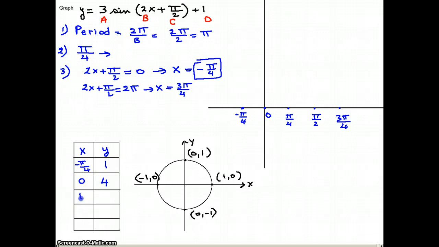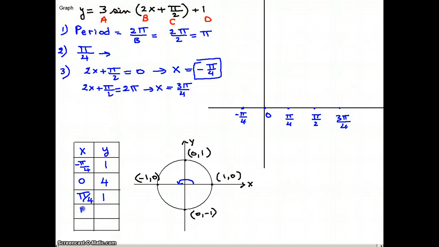Add pi over 4. 0 plus pi over 4 is pi over 4. 2 times pi over 4 is pi over 2. Pi over 2 plus pi over 2 is pi. So we are here. This is pi. Sine of pi is 0. 3 times 0, 0 plus 1 is 1. So y equals 1. 2 more points.